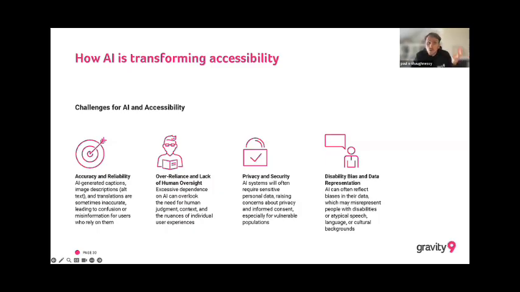Next up, we have over-reliance and lack of human oversight. This could lead to automation bias, where humans may, unfortunately, blindly trust the AI's decisions and the information it gives you, even if it's flawed. You do need to sense check what you're getting back.